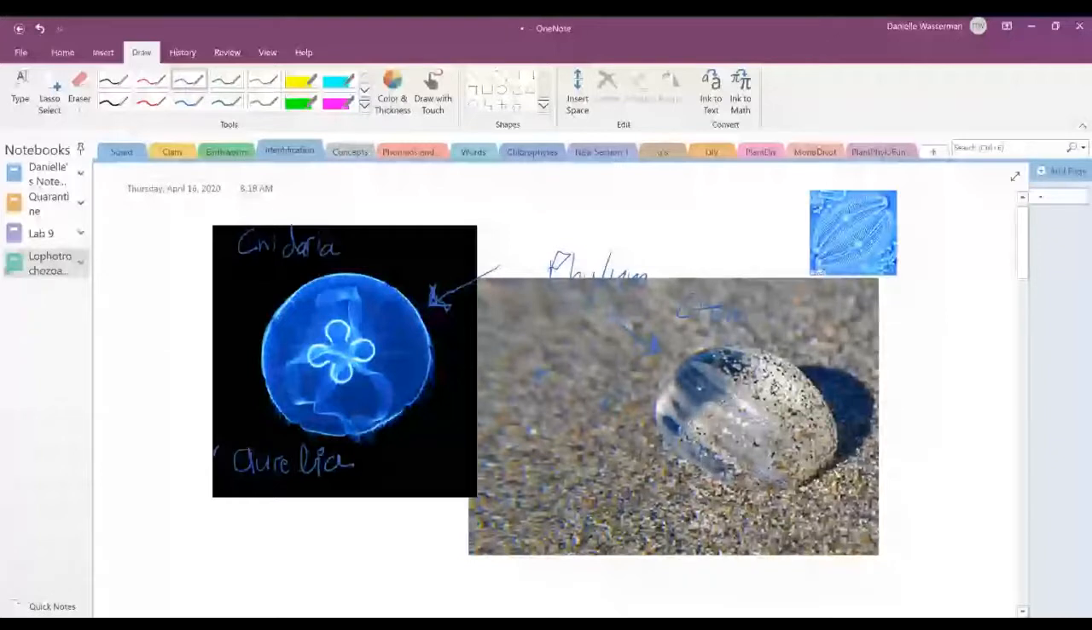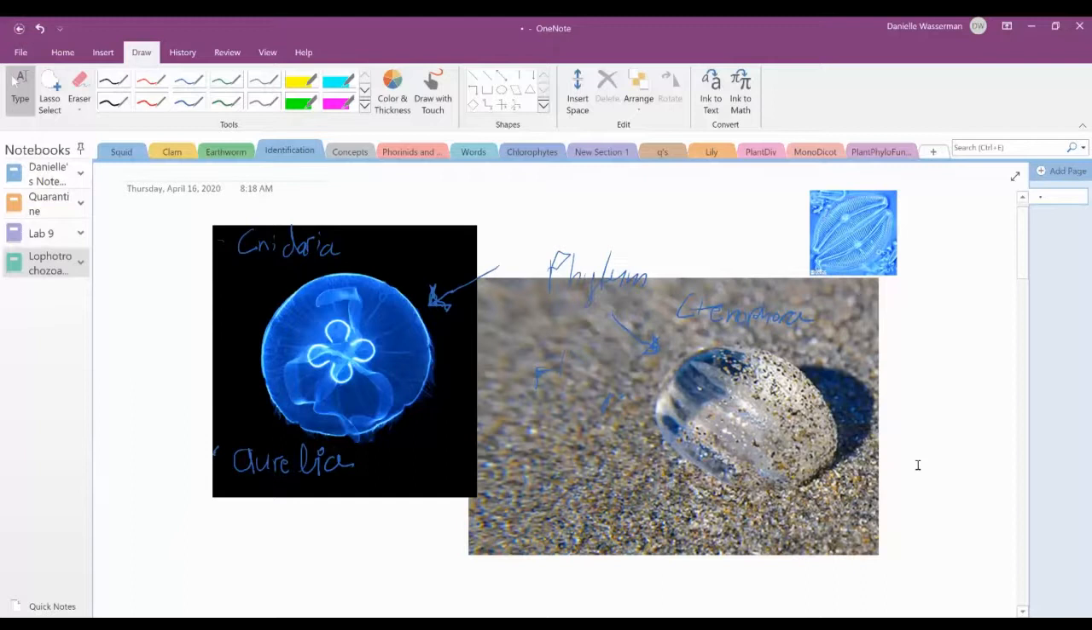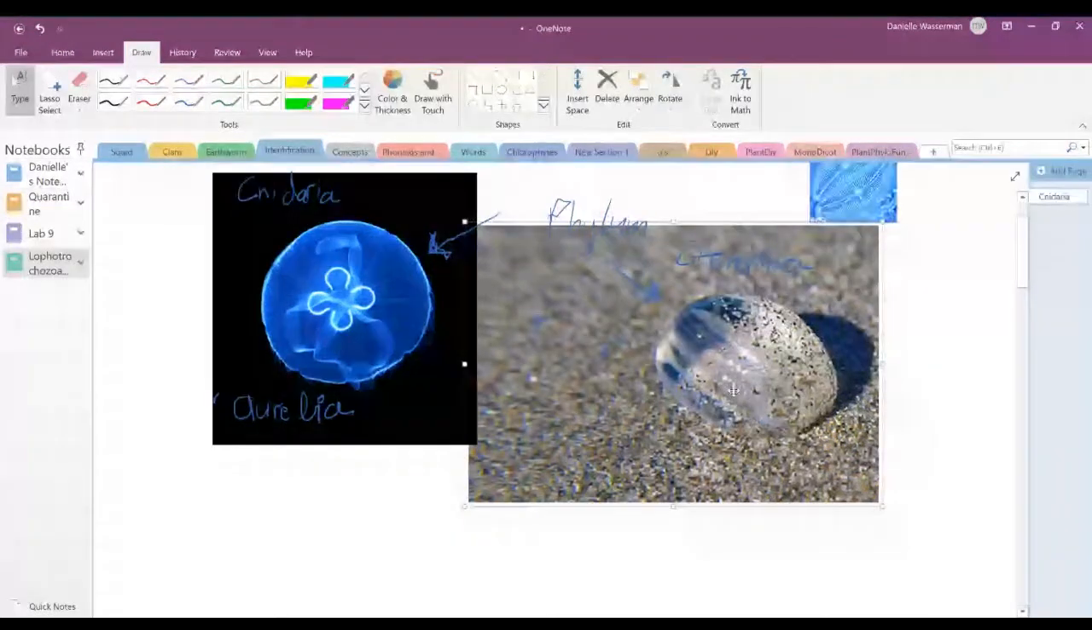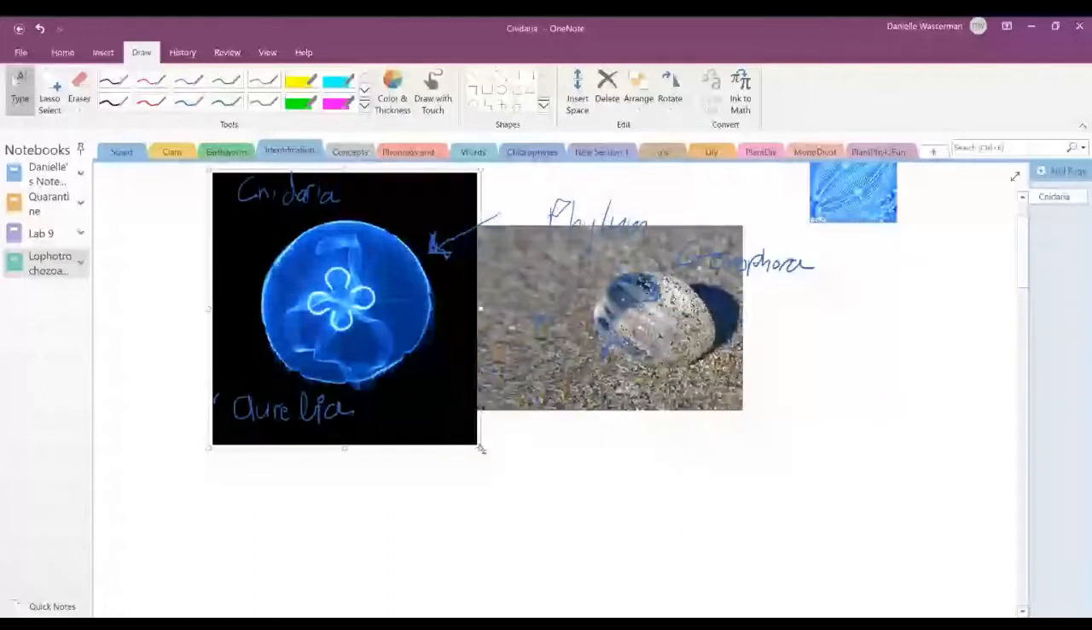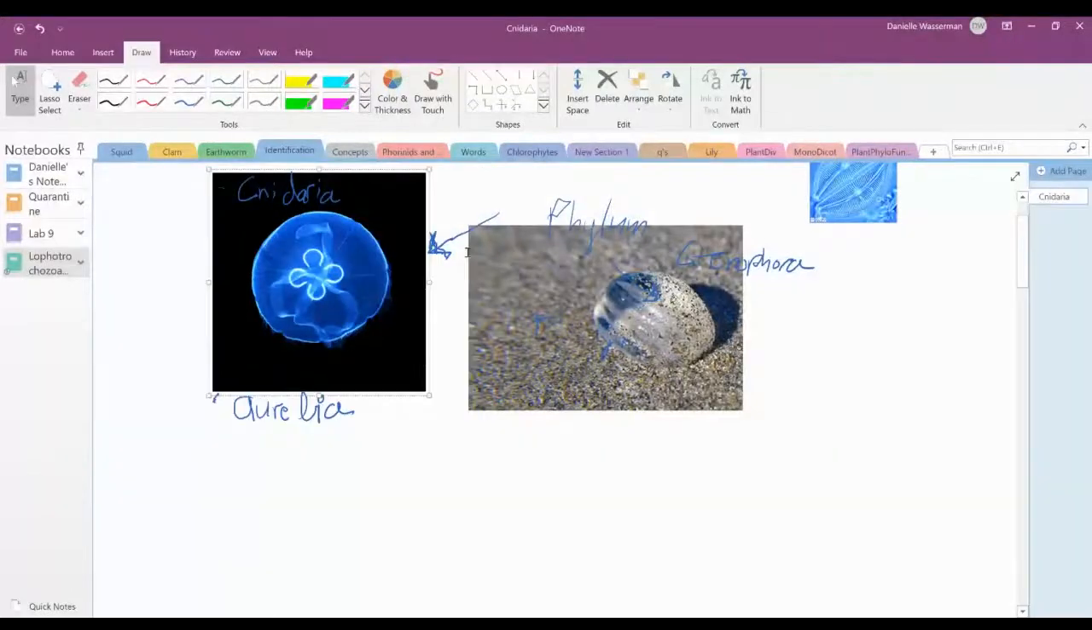So something you can do to help yourself with the lab exercise. So now you have these two creatures, and you can address telling them apart. So this is covered in cilia. Let's see, draw with touch.